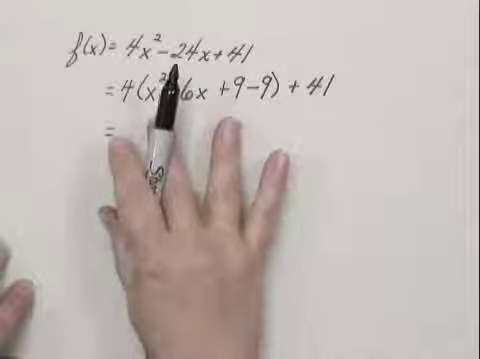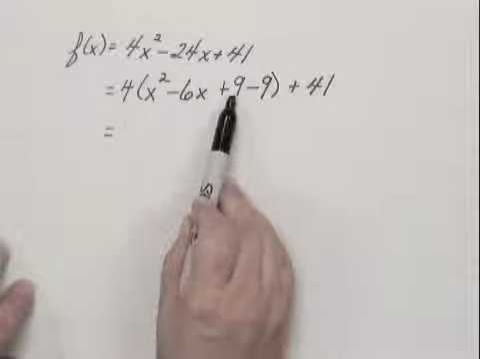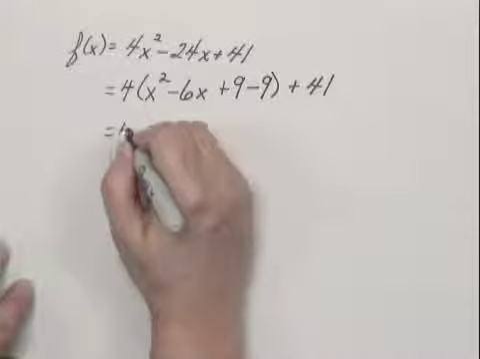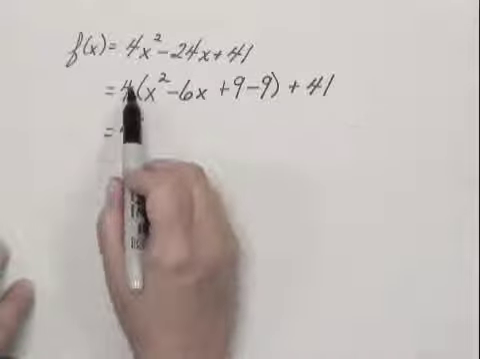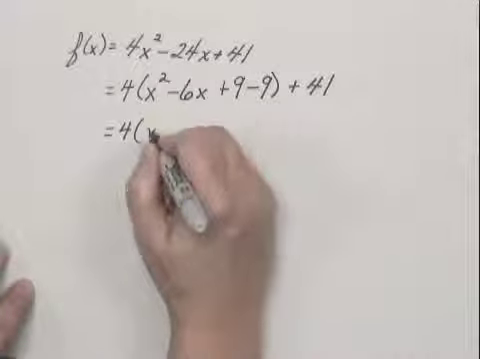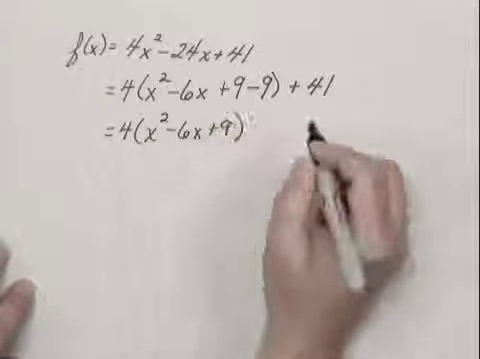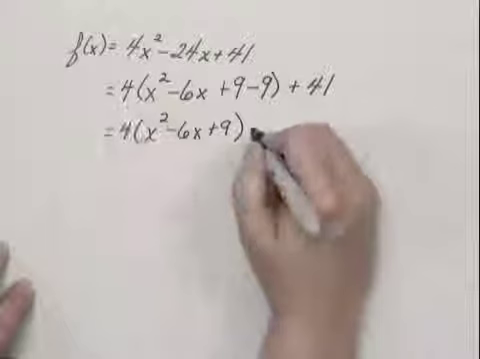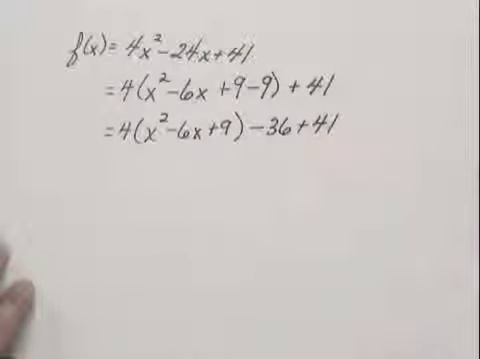Now, the reason I have to write it inside the parentheses is because when I added the 9, I really added 9 times 4. So when I take the negative 9 out, I have to take out negative 9 times 4, or negative 36. So I have x squared minus 6x plus 9, and then 4 times negative 9 is negative 36, and then plus 41.